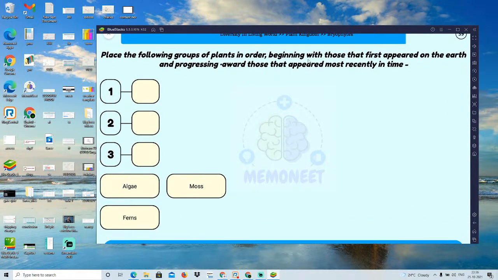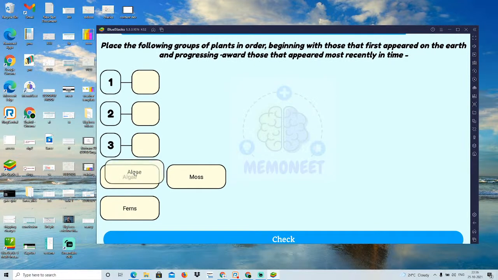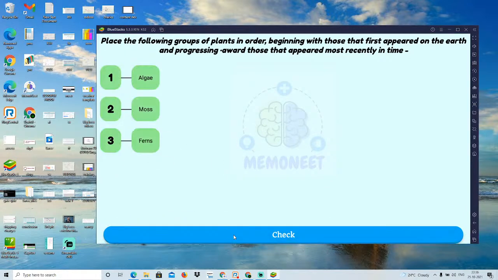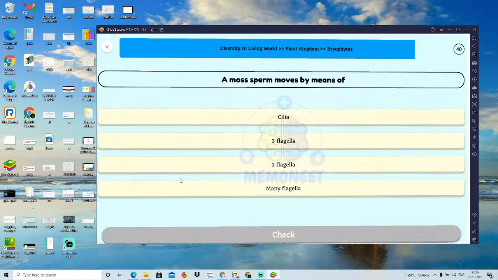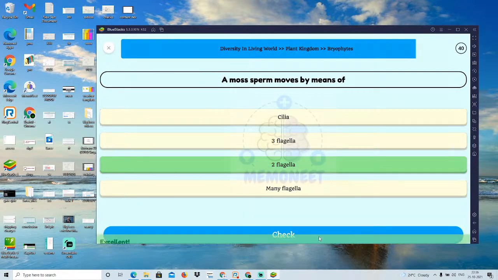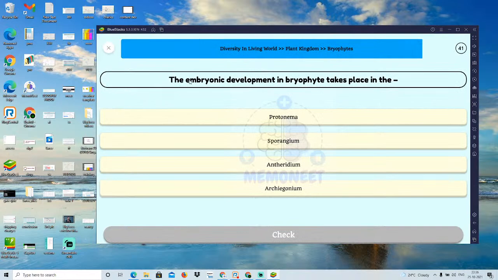Okay, so place the following plants in order, beginning with those that first appeared on Earth and progressing to more recent in time. So algae would be the first. I guess second would be moss and third would be ferns. Yeah, obviously. A moss sperm moves by means of two flagella. They are biflagellate. True.